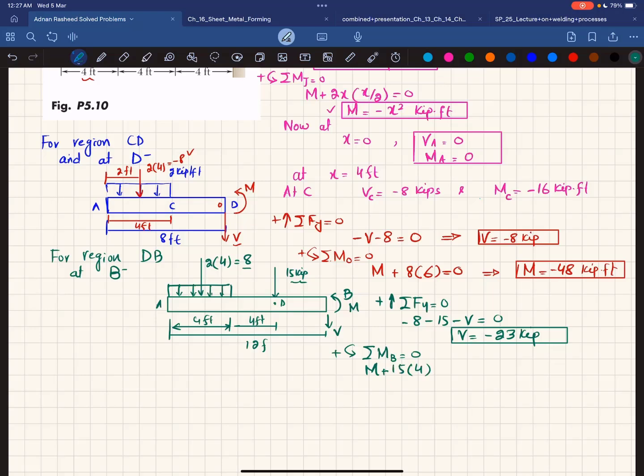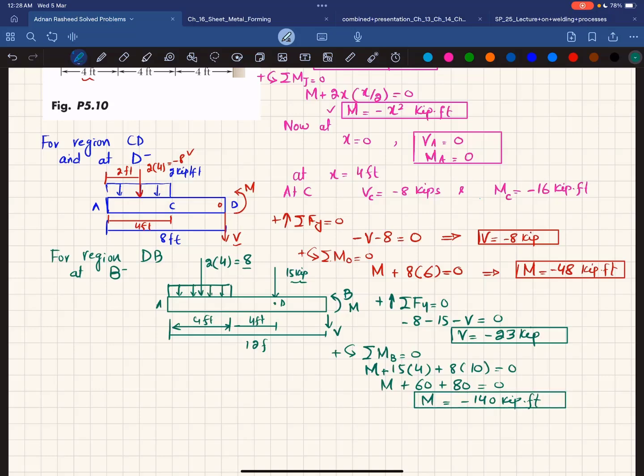And the last one is this 8 into the perpendicular distance, which is 2, 4 and 4, that is 10. So plus 8 into 10 is equal to 0. Okay. Now this M plus this is 60 plus this is 80 is equal to 0. So it means that the moment is equal to minus 140 kips into feet. Okay.